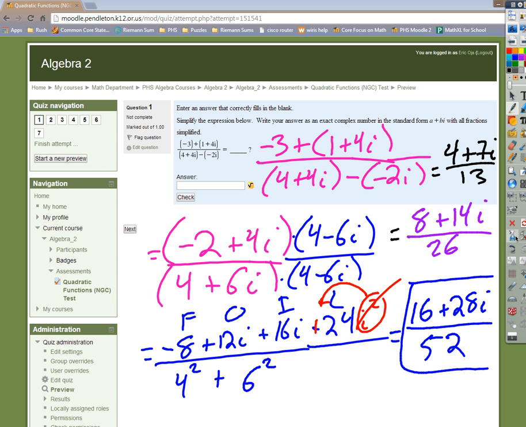So that's that guy. The trick, the part you gotta remember, is multiplying top and bottom by the complex conjugate. That's how you divide complex numbers.